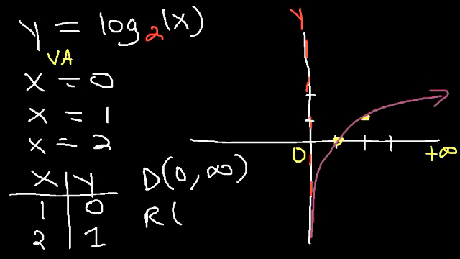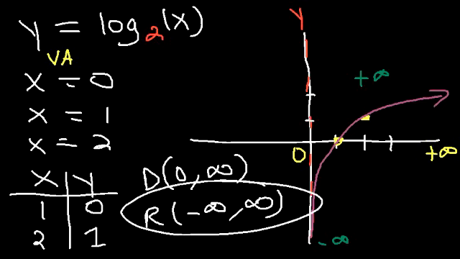Now for the range. For the logarithmic functions, the range is always going to be all real numbers, negative infinity to infinity. If you look at the graph, the lowest y value is negative infinity and the highest is infinity. As this curve moves to the right, it's going to keep going up, all the way to positive infinity. So the range is always the same for a logarithmic function. The domain will have the vertical asymptote included in it.